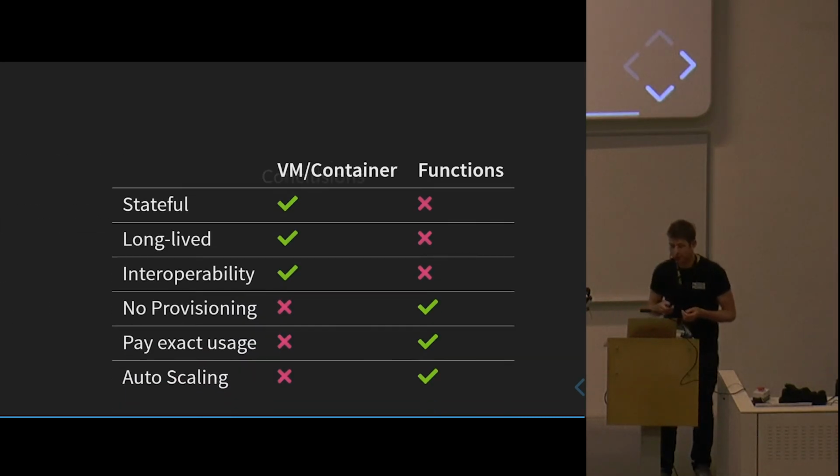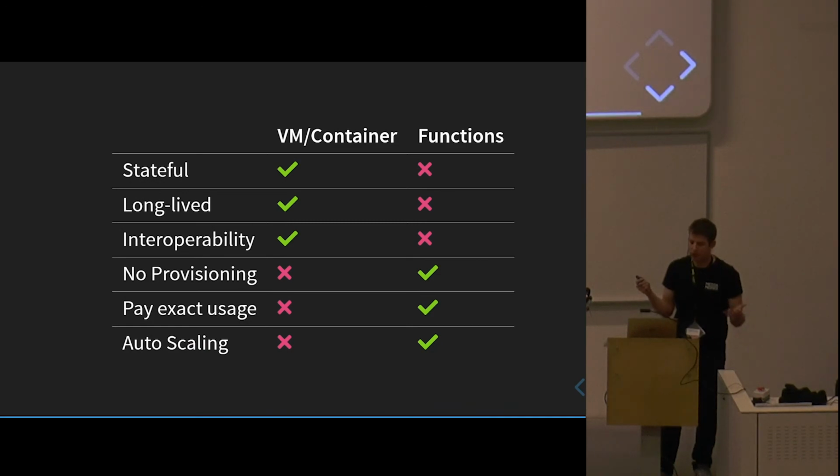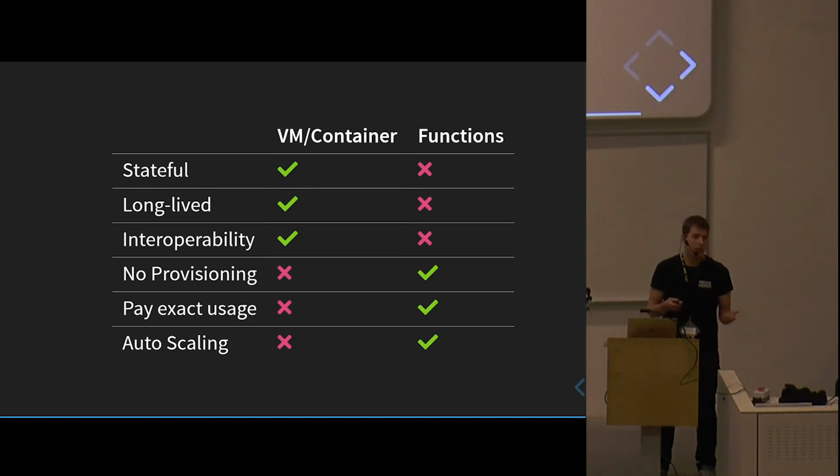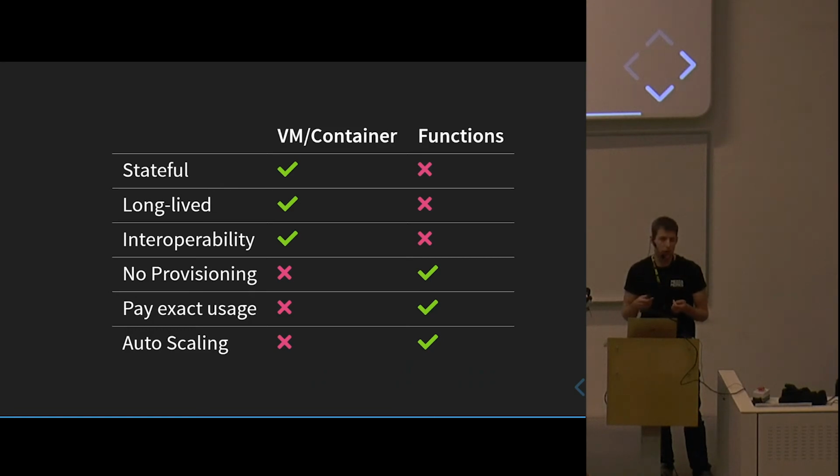So some conclusions. What's actually the difference now between using functions and a VM or a container? Well, the VM can actually be stateful, and the function cannot be. A VM can be long-lived, a function can't. Though if you're using step functions, it's kind of stateful, but still in a different way than a container would be. Also, if you are using Docker, you can bring your Docker container anywhere.